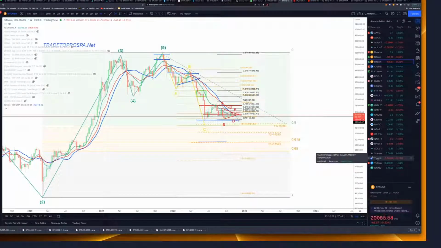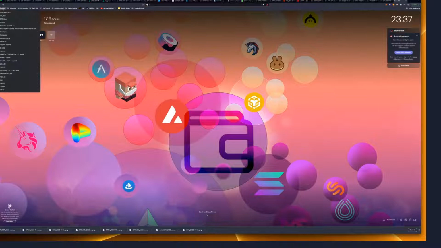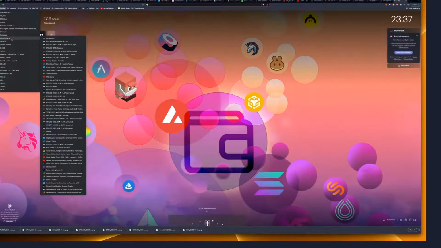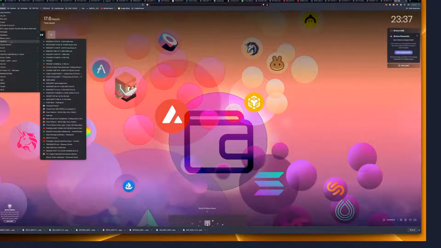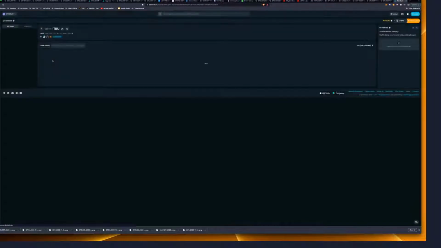TrueBit is one of my. Actually, let's see what TrueBit is doing. I haven't looked at it for a while. People that follow me look at TrueBit as well. Where is it? Here we go. There we go. Let's see what TrueBit's doing.